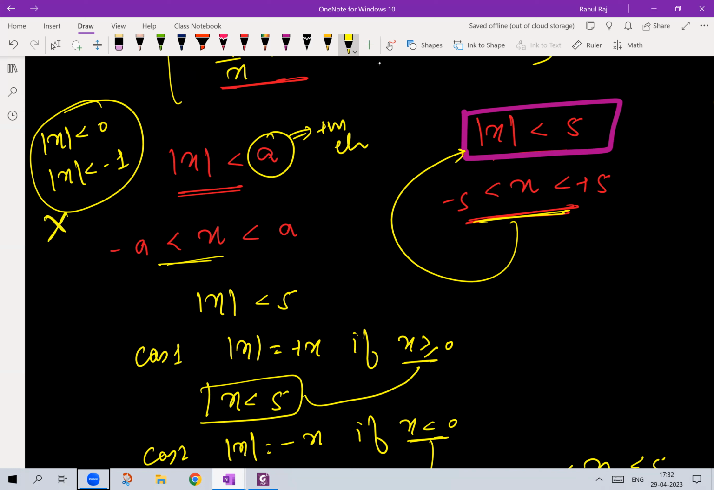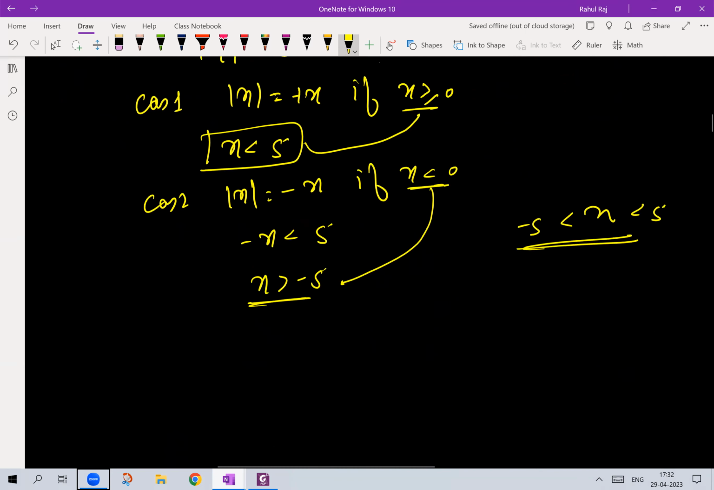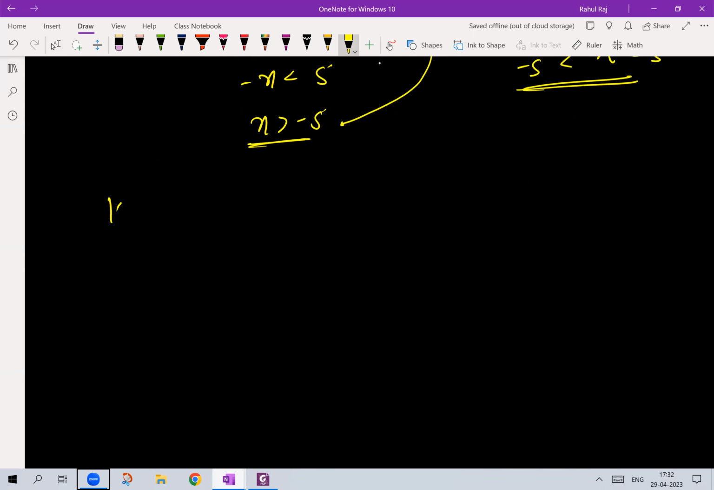So when you say mod x is less than a, x lies between negative a and positive a. By default, a is a positive element. Be very sure about it. Anyone, any doubt? Is this clear? So it's pretty simple, guys. Mod x less than a simply means x lies between negative a and positive a. And this is no formula, this is the solution of this particular equation.